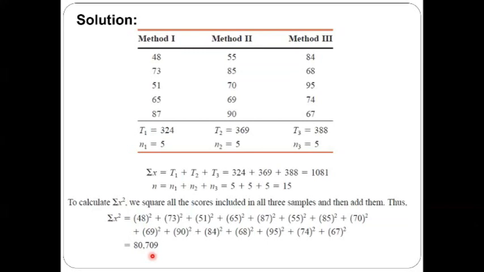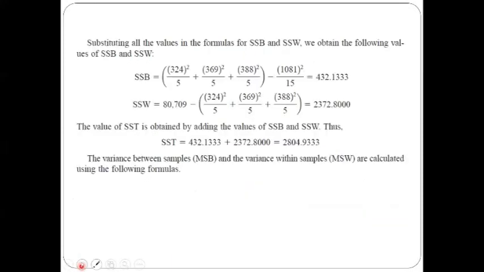80,709. Again, for the summation of X, we can just add all the values of T. For N, we add the total values of N. And for the summation of X squared, all the numbers are squared and then we total them. Okay? Now we will get these values before we get the other values. The requirement for the SSB and SSW is the values we obtained earlier.